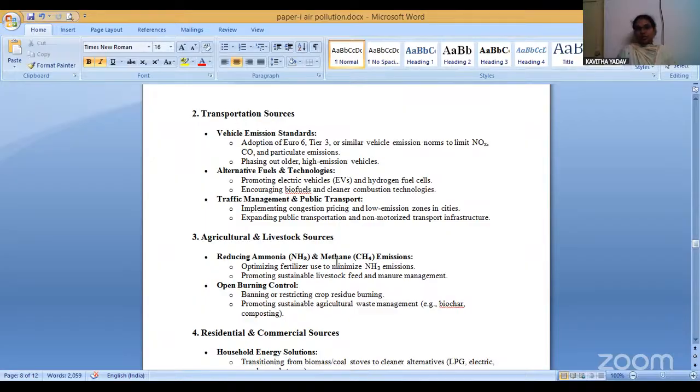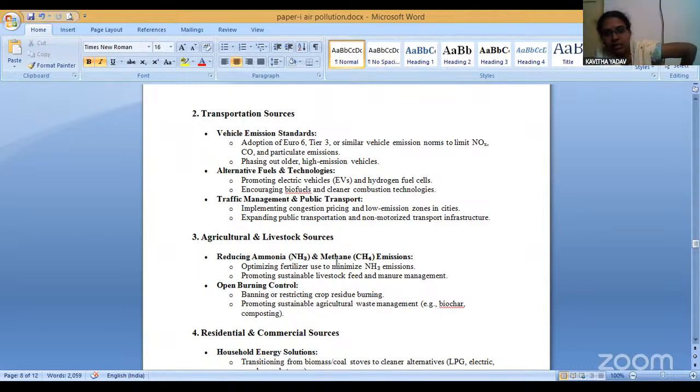Then coming to the next one, agricultural and livestock sources: reducing ammonia and methane emissions. So reduce the usage of ammonia as fertilizers, fungicides and pesticides, as nutrients for plants for their growing, blooming, flowering and cropping seasons, and also control methane emissions from the livestock that are raised, which are nothing but cows, buffaloes and goats. These are the main sources that produce methane.